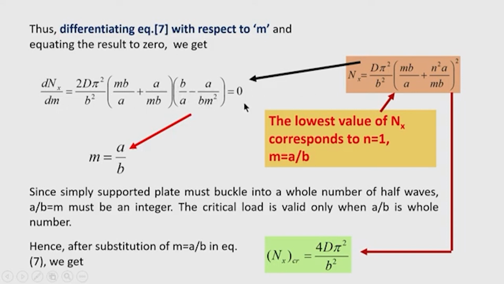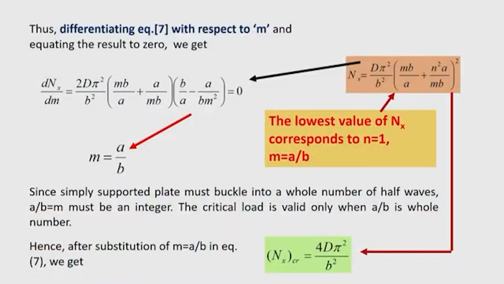Now, this is equated to 0, and obviously this is valid if either this quantity is 0 or this quantity is 0. That means, m b by a plus a by m b is 0, that is one possibility. Other possibility is b by a minus a by b m square is 0. Both the possibilities can be there, but if I take m b by a plus a by m b equal to 0, I will get the absurd value of m, which becomes negative, and a negative integer is not possible.